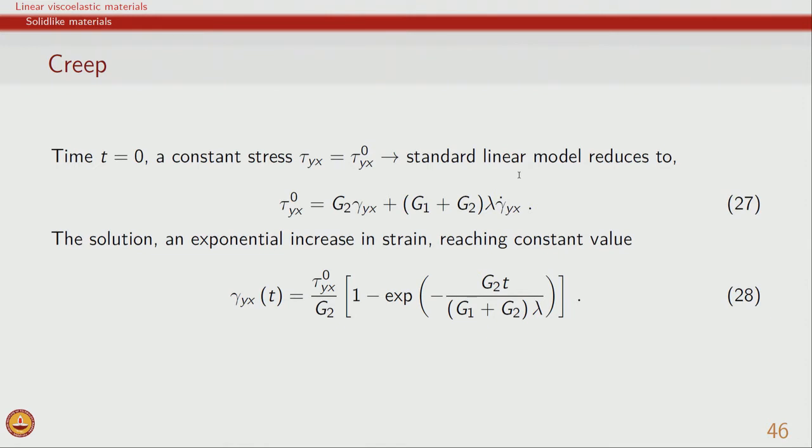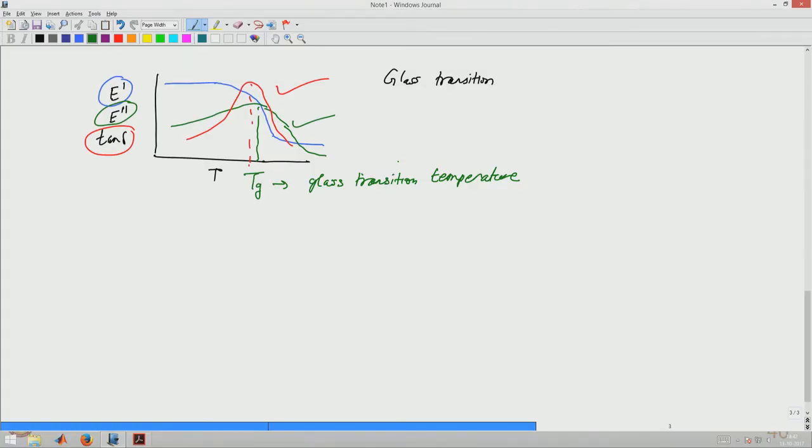Another examination that can be done for solid-like materials is called creep, in which at time t equal to 0, we apply a constant stress on the material. We have examined other modes of viscoelastic characterization, for example, stress relaxation, when the strain was kept constant, or oscillatory shear, where the strain was varied sinusoidally. Now we have an example of creep, where the stress is kept constant. One can see what happens in the case of the Maxwell model for creep.